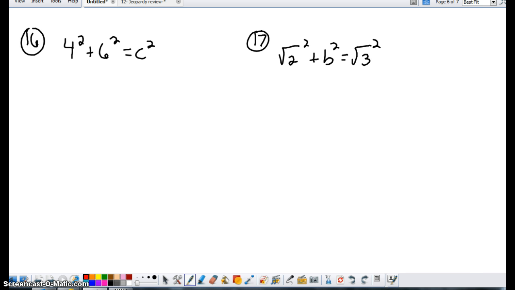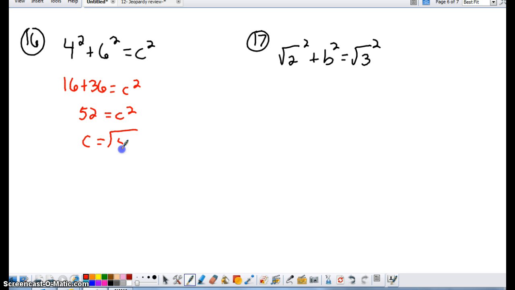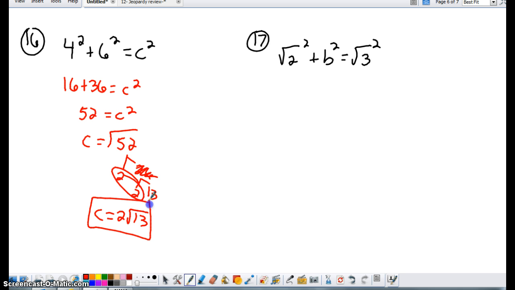So for number 16, we have 4 squared plus 6 squared. That's going to give me 16 plus 36 is equal to c squared. 16 plus 36 is going to give me 52 is equal to c squared. Take the square root of both sides and you get c is equal to the square root of 52. Now you try to break that down. 52 here is going to break down into a 2 and a 26. 26 is going to break down into a 2 and a 13. Remember, you're looking for a pair. I have a pair right there, so c here is equal to 2 root 13. It's the pair that comes out. So the final answer for number 16 is 2 root 13.